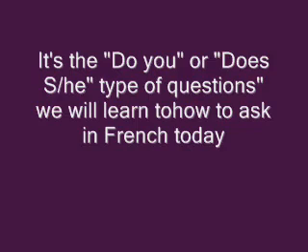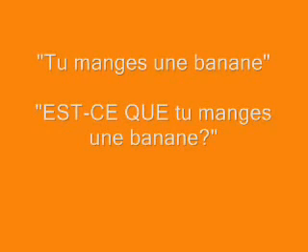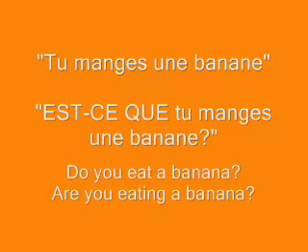Well, it's very easy. There are several ways of doing this, and we'll be studying only 2 ways here, the easiest ones. The first one is the est-ce que expression. Est-ce que is very simple to use. All you have to do is add est-ce que at the beginning of your affirmative sentence or negative sentence and add your question mark. So here our affirmative sentence was tu manges une banane. The question will be est-ce que tu manges une banane?